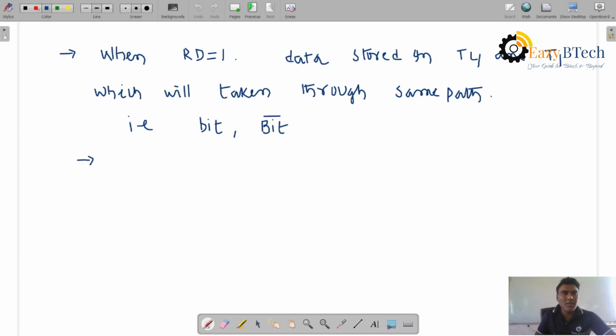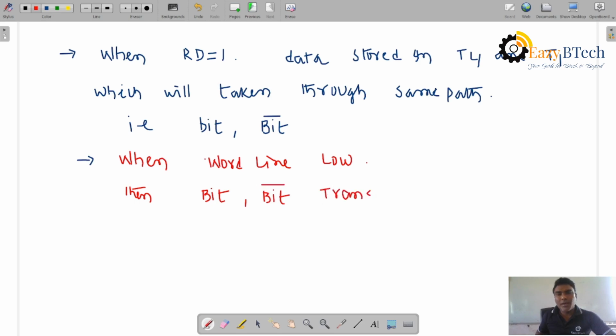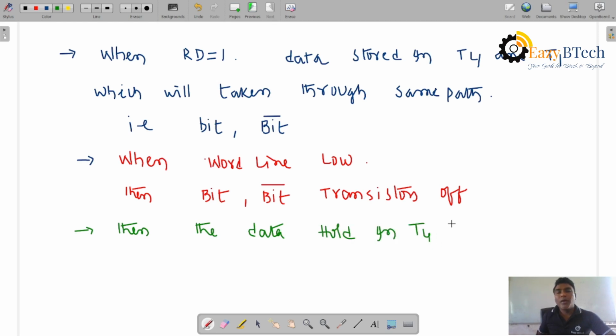The other one is holding the data. The third one is when the word line is low. Then what happens? When the word line is low, the bit and bit complemented transistors are off. Now what happens? Then the data is held in T4 and T1. So this is what is happening.